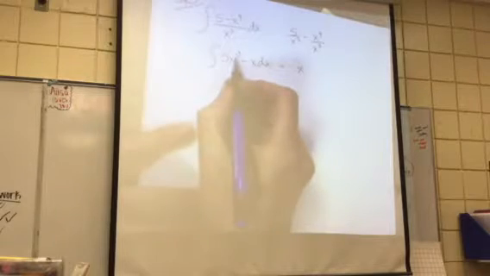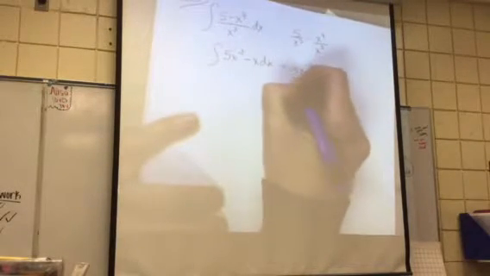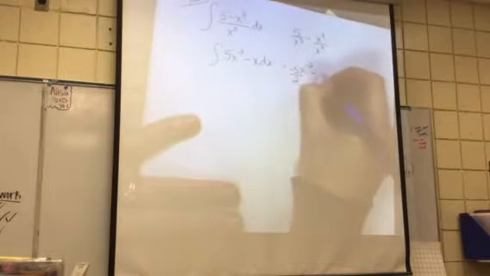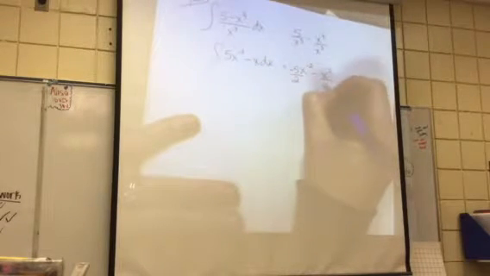So now can you just integrate each one of those parts using your exponent rule? Add 1 to this exponent, and what do you get? Negative 5 over 2x squared. And then minus x squared over 2.